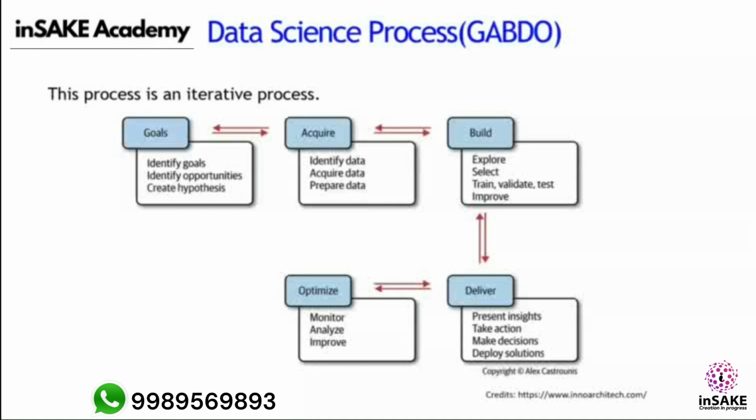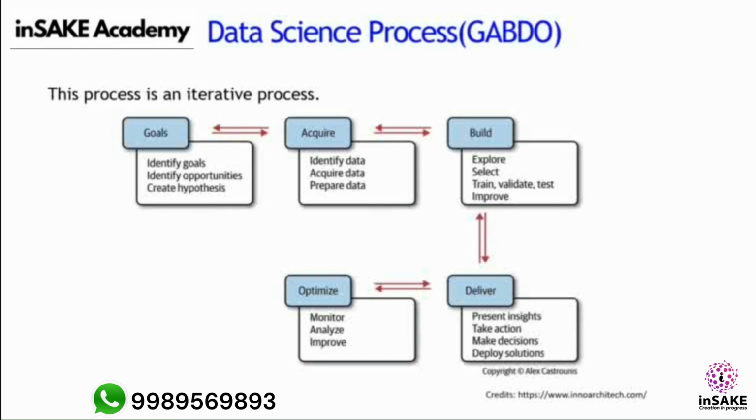Now, the first point is goals. You have to identify the goals. It's not that you have some data, you know some machine learning algorithm, and you want to apply the algorithm. That's not the right way. You have to understand what the real business problem is, what the use case is, what the problem statement is. Based on that problem statement, if we solve that particular problem, how is it going to impact our business? That is to be considered as a priority. So first is the identification of your goals.